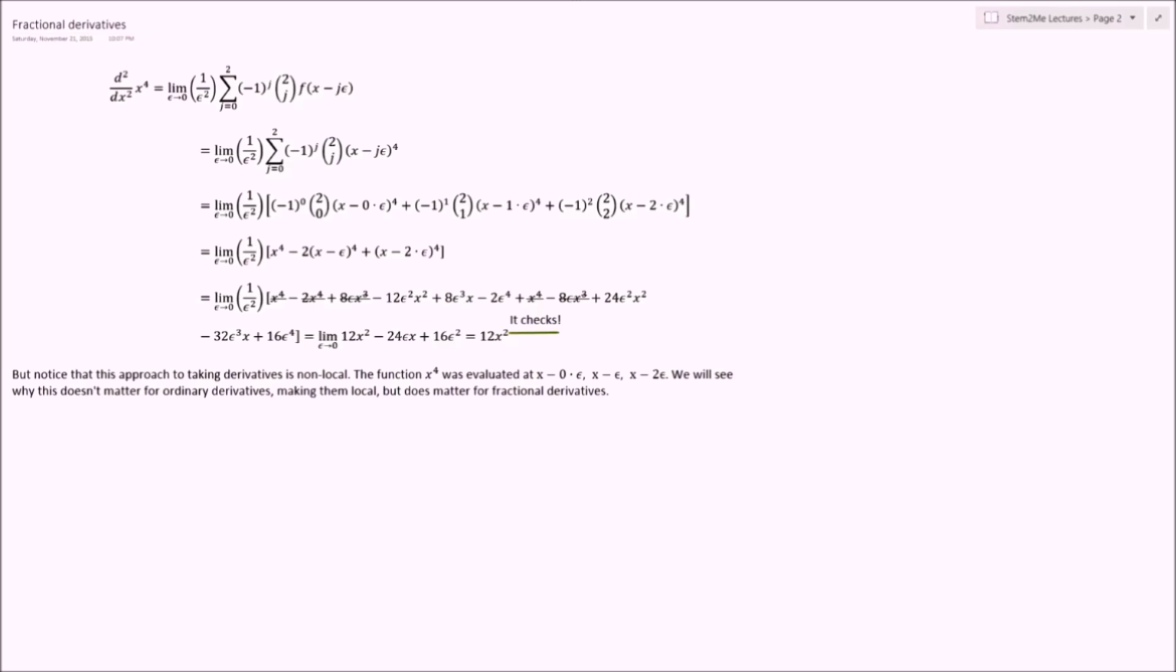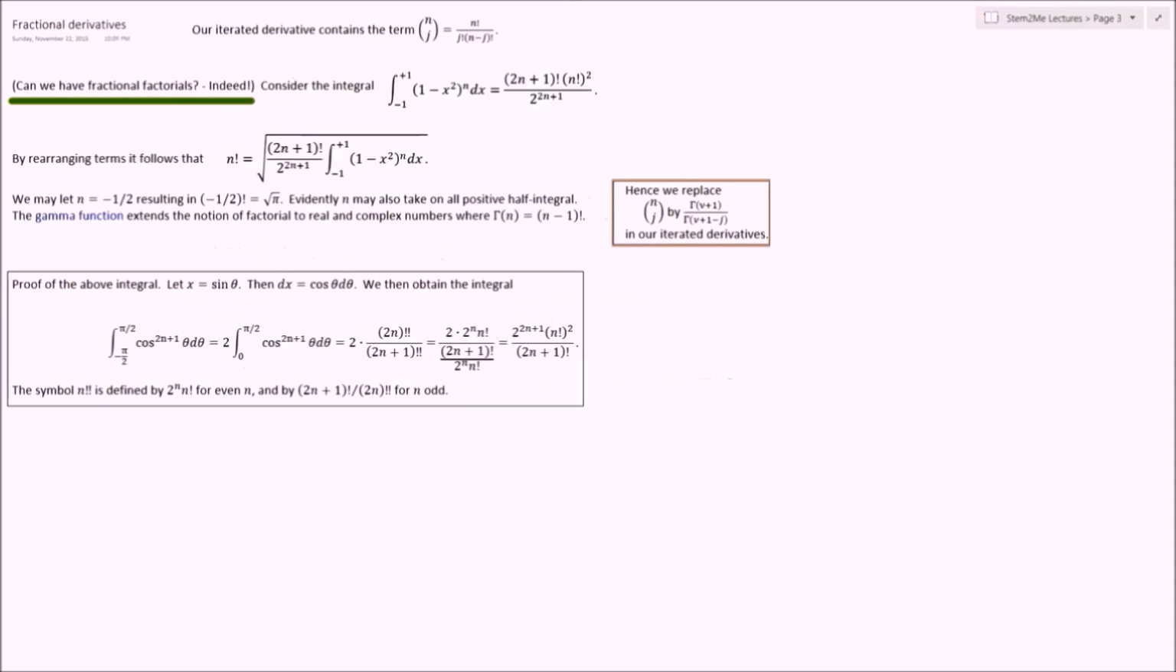And one thing you have to notice is that taking the second derivative of x to the 4th was not a local process. We had to evaluate the function at the extreme right, shifted over by 1 epsilon to the left, and shifted over by 2 epsilon to the left. The derivative, as defined in the fractional calculus, is a non-local beast.